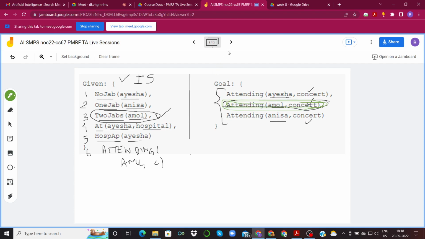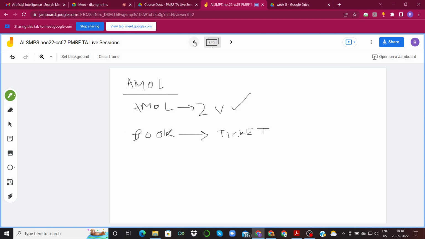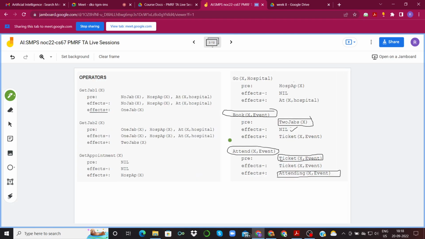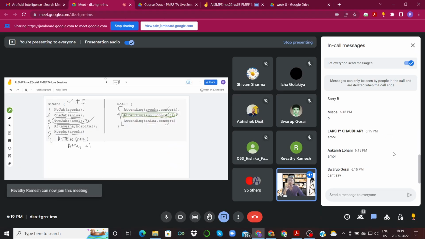And what was the length of the whole plan that we took? So basically what Amol had to do, he first had to book ticket and then use this attend operator. So the length of this plan was 2. Now can you quickly tell me the optimal plan for the other 2 people, Aisha and Anisa? What would they have to do given this initial state information that we had?